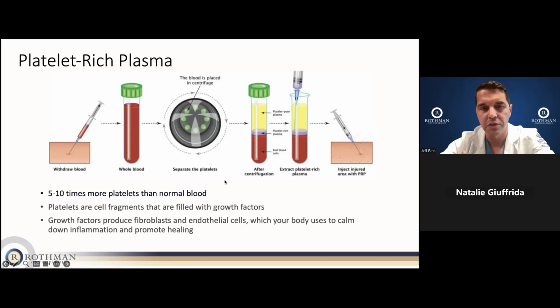And we don't really understand why it works. The mechanism isn't fully understood, but it's felt to be related to growth factors that this platelet-rich plasma has in it that stimulate cells that help healing and help with inflammation. So they do platelet-rich plasma injections for all kinds of tendon injuries, and they've started doing it in the spine.